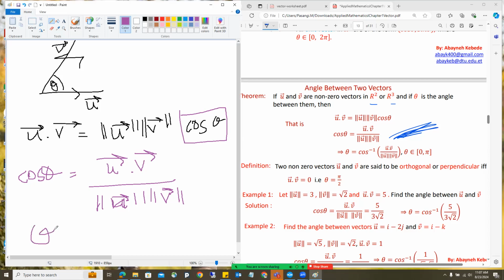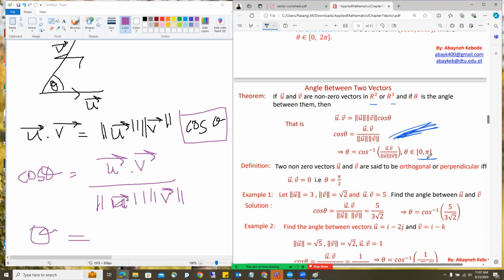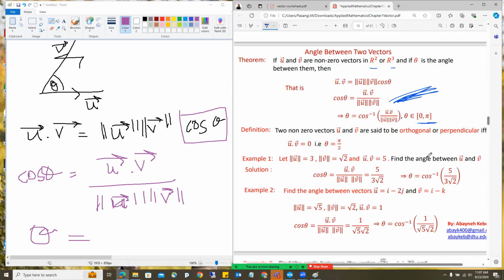To find the angle theta, what do we need to take? We need to take the inverse of both sides. Then theta is equal to cos inverse of u dot v divided by modulus u times modulus v. For this, theta should be between 0 and pi. Is it clear?